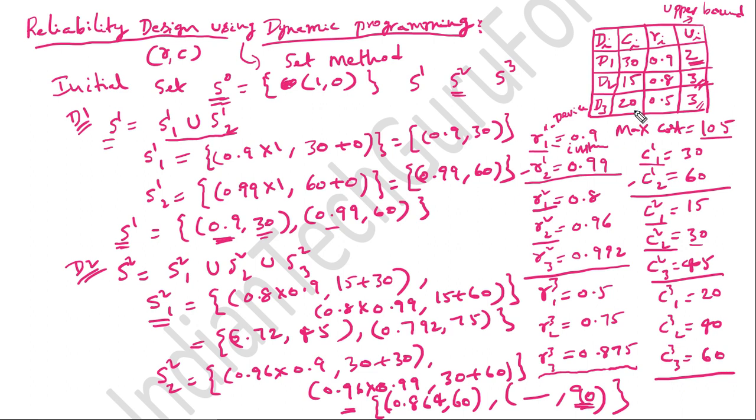However, device 3 cost is $20. So we cannot purchase device 3. But to build a system, as we discussed in the previous video, definitely there must be at least one instance of each device. So that's why this particular ordered pair we need not consider. So let me have some space here.